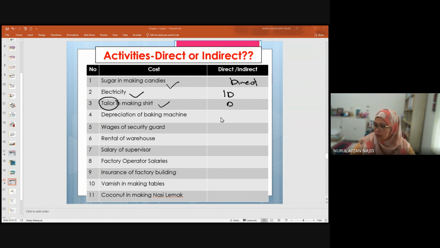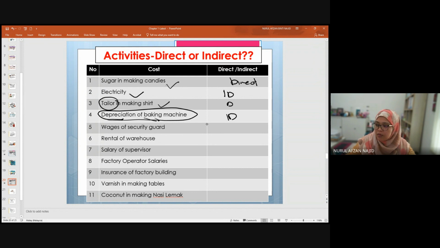Okay, direct. Depreciation of baking. Are you sure direct? Harira Naimah? Direct. This is not direct. Okay. Depreciation of baking ini adalah operating expenses. Okay. Direct expenses hanya ada 2 saja. Yang hire special machine dengan, yang ni bukan special machine tau. Yang ni adalah baking machine. So this would be indirect.